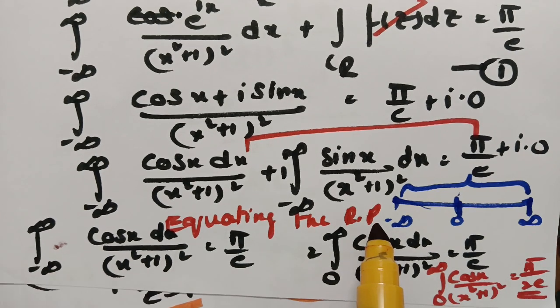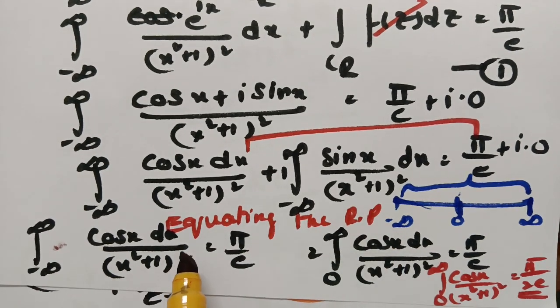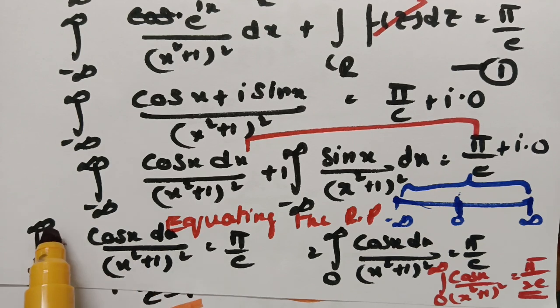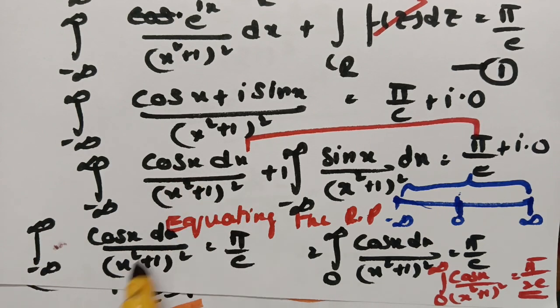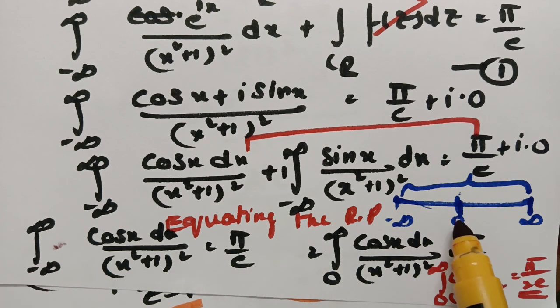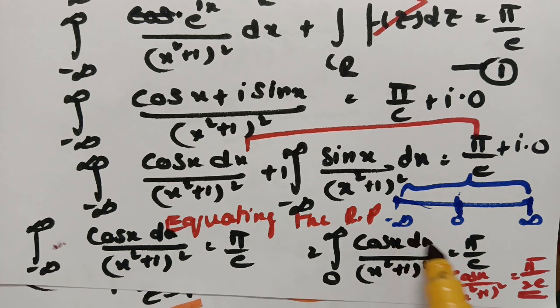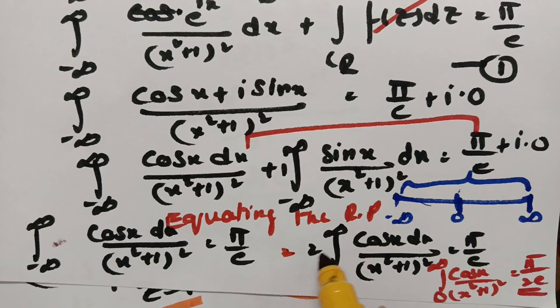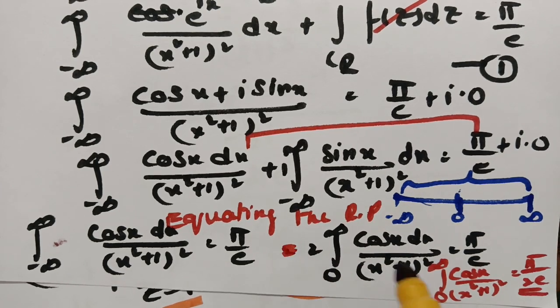Now I am equating the real part, as the question is asked in terms of cos x. Therefore, the integral from minus infinity to plus infinity of cos x dx by (x square plus 1) whole square we got as pi by e. As you know, the distance from 0 to infinity and 0 to minus infinity are the same. So instead of calculating from minus infinity to plus infinity, I am calculating twice from 0 to infinity, that is 2 times. So if I send 2 to the other side, pi by 2e is the final answer.